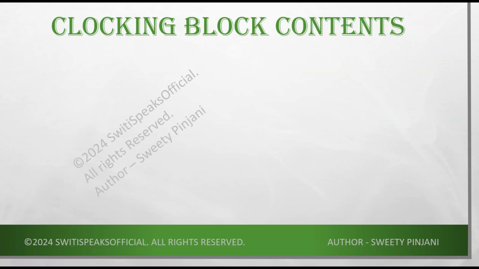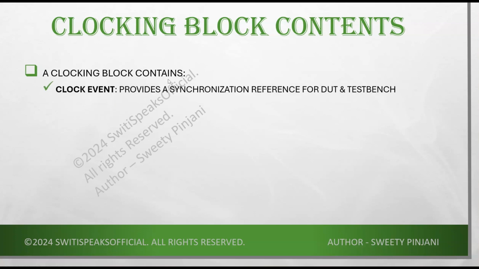What does a clocking block contain? You need to understand what are the things which are present inside the clocking block. Then only we will be able to code it properly. Now let's understand what things are present inside the clocking block. The first thing which will be present inside the clocking block will be a clock event. A clock event is something which provides the synchronization reference for DUT and test bench.